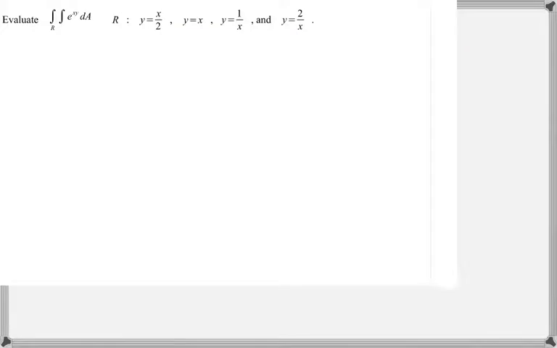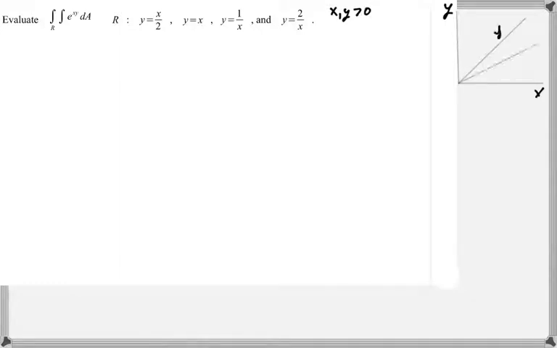Okay, so this last integral we're going to be looking at, a double integral, is the double integral over the region R of e to the xy dA. Region R is going to be y equals x over 2, y equals x, y equals 1 over x, and y is equal to 2 over x. We'll also assume that x and y are greater than 0, so we'll only be looking in quadrant 1. So let's go ahead and sketch our region R.